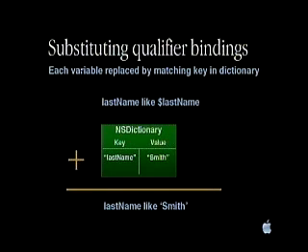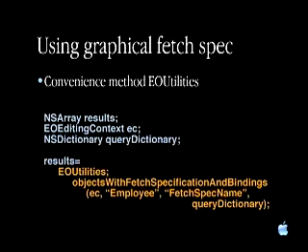Now how do I do all this tomfoolery? Well, I can use a graphical fetch spec using an EO utility in one line of code. I heartily recommend this as one of the best ways to fetch programmatically. We have an editing context we've already gotten a hold of, probably from the session. We have this dictionary of values, just calling it a query dictionary, and this method, objects with fetch specification and bindings, that's a static method of the EO utilities class. We hand it the editing context we're going to use, the name of the entity we're fetching, the name of the fetch spec in the model, and then finally the dictionary of stuff that's going to get filled into the blanks. It's going to build the qualifier for you, fill in the blanks, build the fetch spec, tell the editing context, go get me those objects with that fetch specification, get back the array, and hand it back to you.